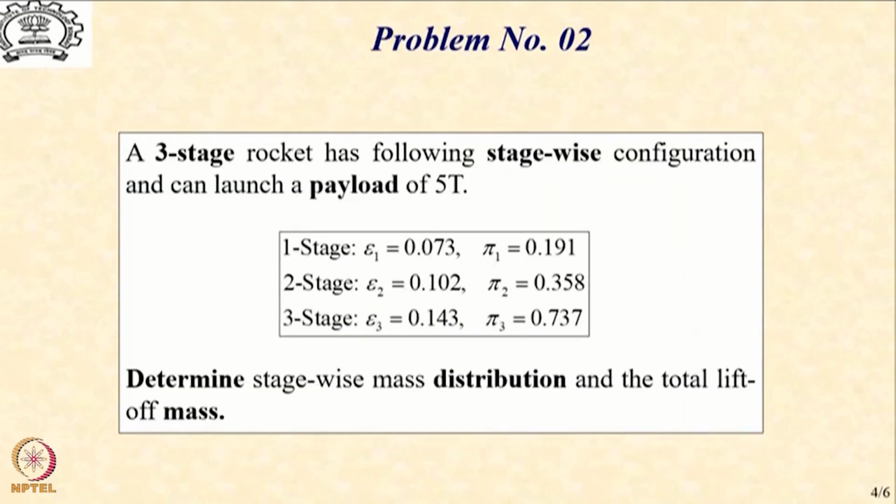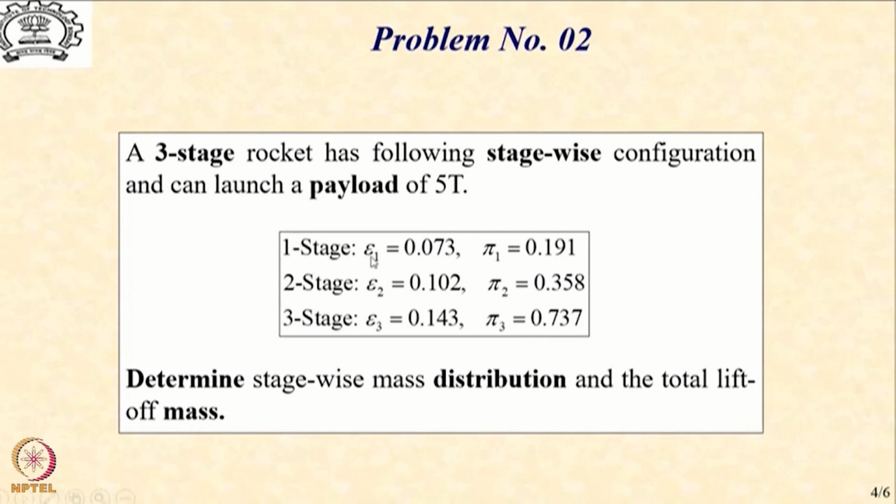Let us now move over to problem number 2. So in this problem, we have a 3-stage rocket which has a specific payload and the structural ratio configuration, and it is known that it can launch a payload of 5 tons.